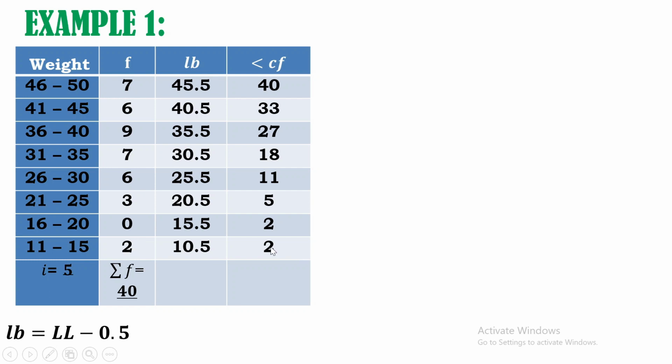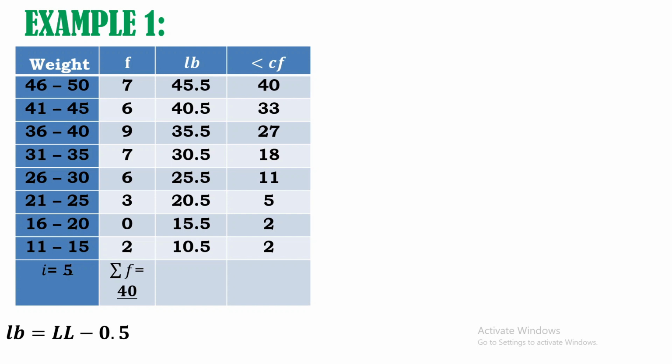Then to find the succeeding less than CF, we have to add the next frequency to the preceding less than CF values. So 2 plus 0, that's 2, plus 3 is 5, plus 6 is 11, plus 7 is 18, plus 9 is 27, 27 plus 6 is 33. 33 plus 7 is 40.